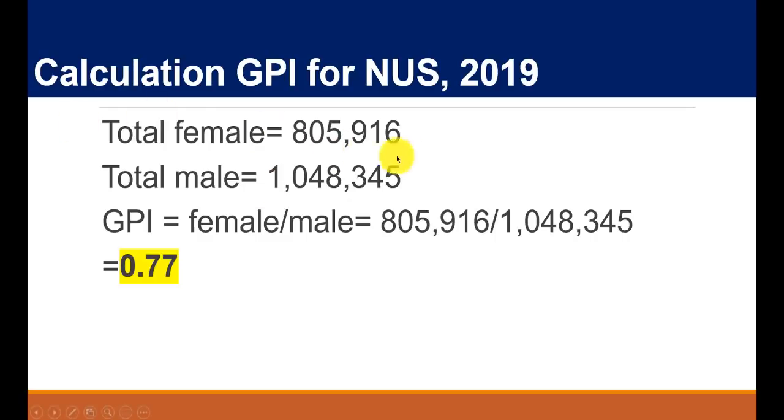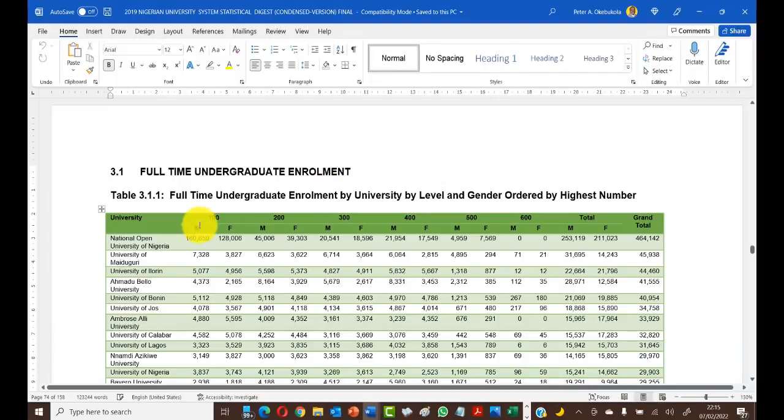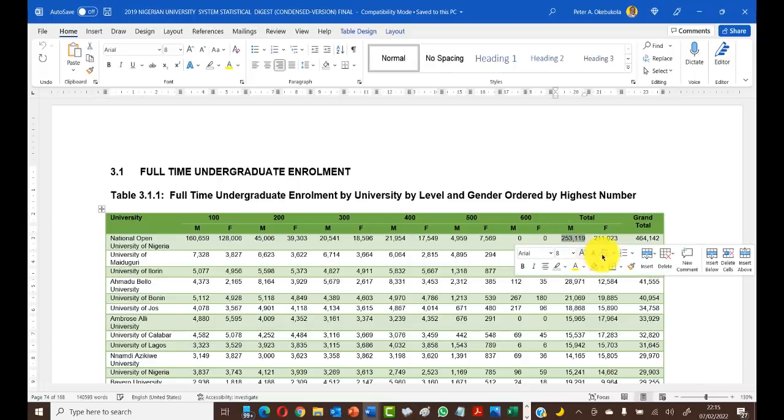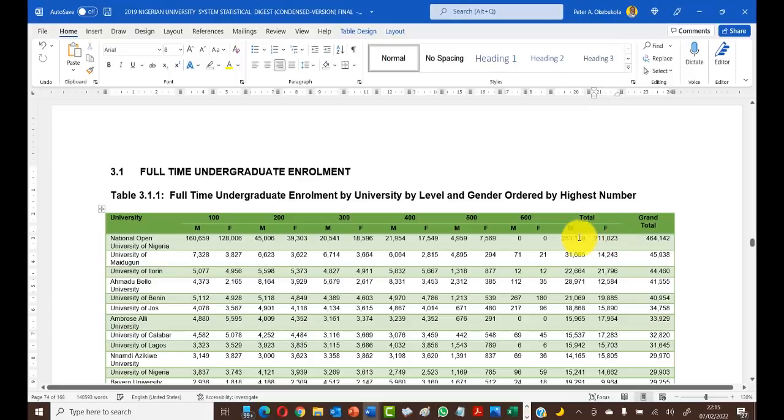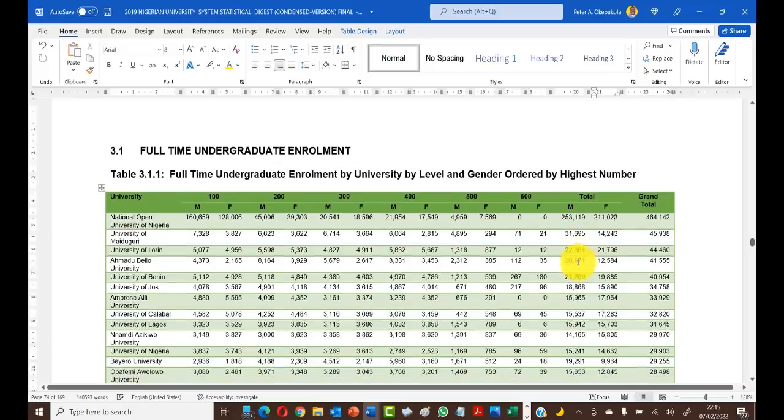So let's look at these values and how I got them. These are 2019 values, full-time undergraduate enrollment by university, by level of gender, ordered by highest number. You can actually do it for your institution and look at gender parity for your institution. This is male for the National Open University of Nigeria, the powerhouse of this training program, and this is the female. If you put this value over this value, you are going to get less than 1, but it's not too bad.